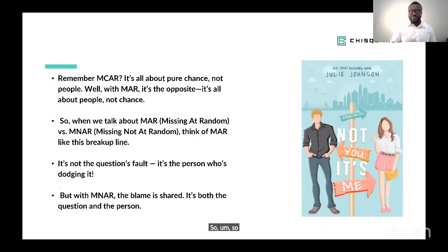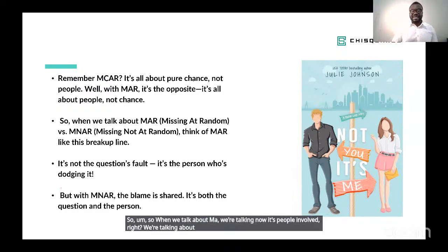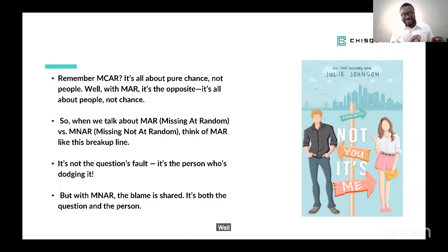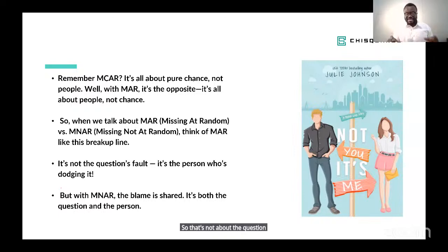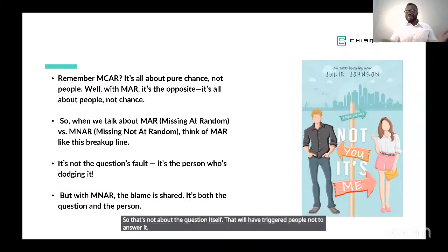So when we talk about MAR, we're talking more about people being involved, right? You've had some cheesy breakup lines like, oh, it's not about you, it's all about me, right? Well, this is what missing at random involves. It's not about the question. There's nothing about the question itself that could have triggered people not to answer it. It's more about the people.